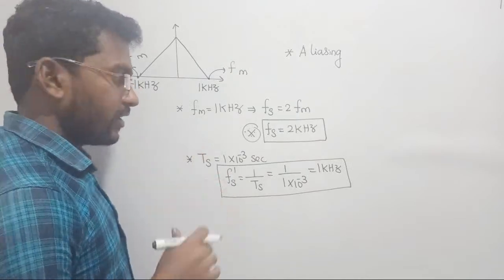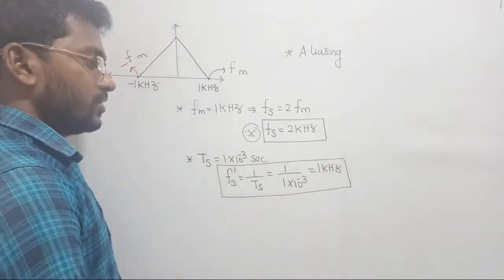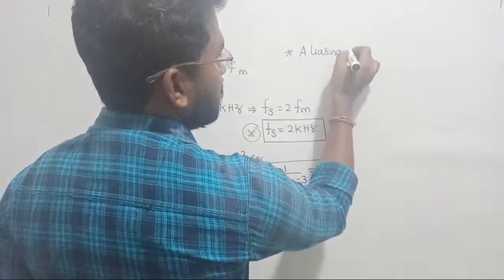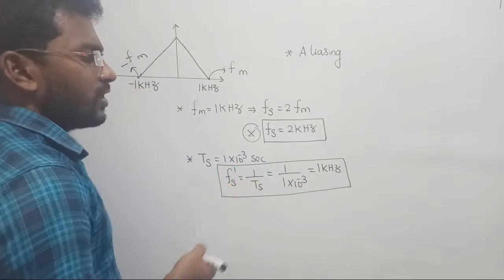Your information has been collapsed, right? So this is called aliasing. Now let's see what condition has failed.